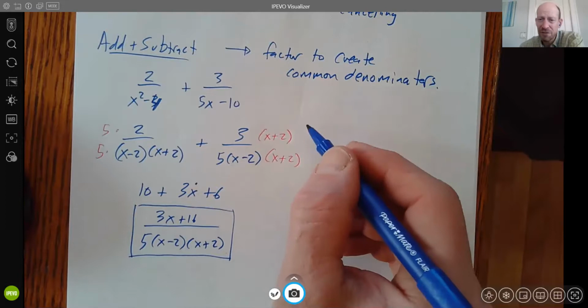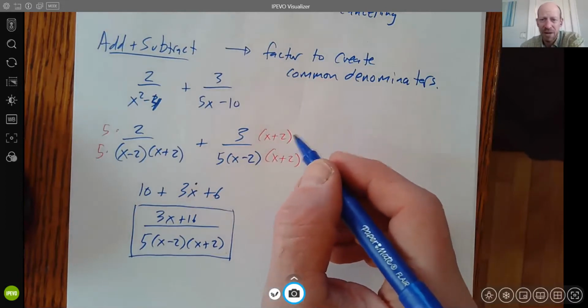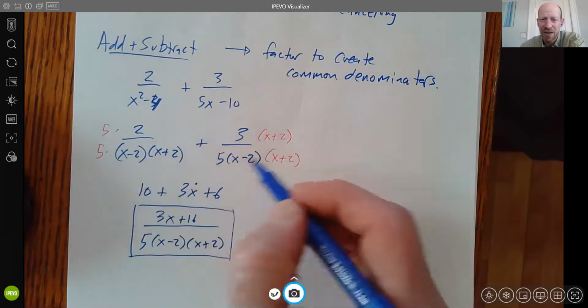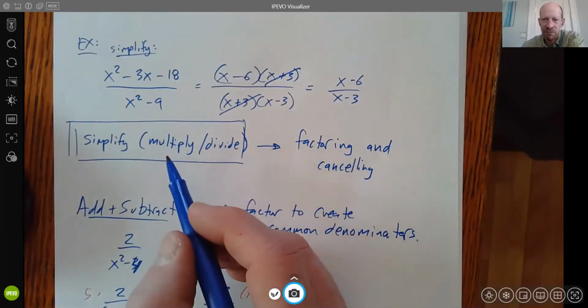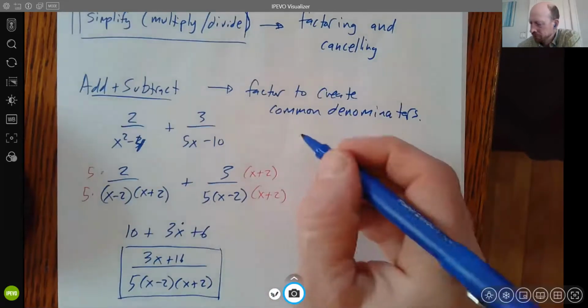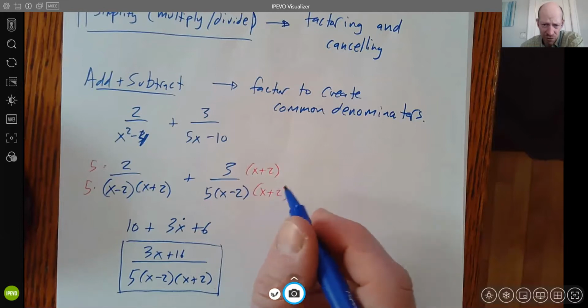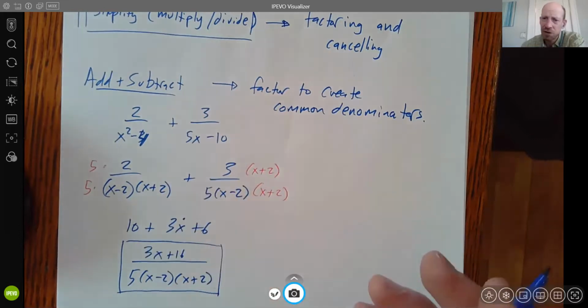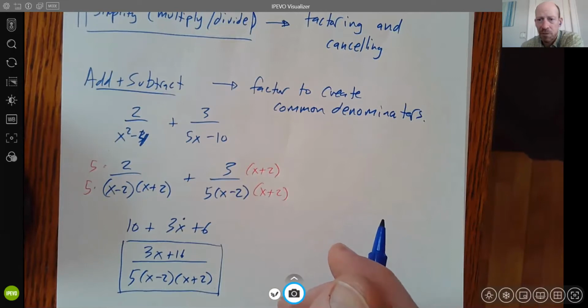So it's a very different process, really, right? I mean, I am factoring, but I'm doing very different steps than I would have with something like this. And if you can keep that straight and show that you're creating common denominators, you're going to be well on your way towards getting full points or certainly partial points on any of these problems.